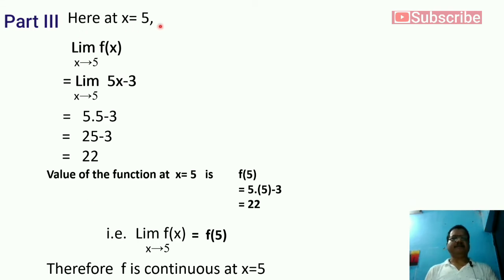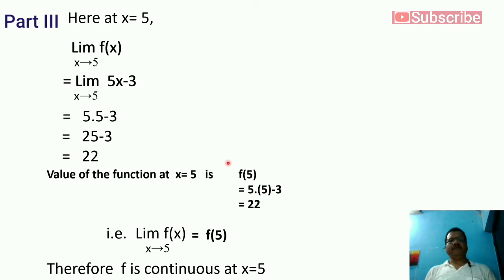Here at x equal to 5, you understood, I think, why I am doing this. Limit x tends to 5 of f(x), where f(x) is 5x minus 3. That is the same definition, same question. So we have put x equal to 5, and we got 22. The value of the function and the limiting value are both the same, 22 and 22. So they are equal, which means f is continuous at x equal to 5.